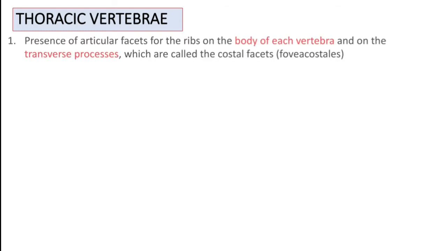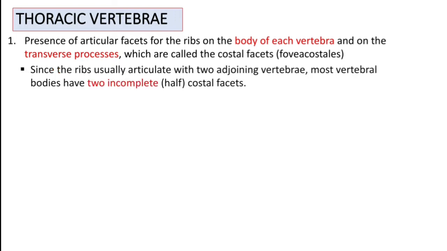Now let's talk about the second group, called thoracic vertebrae. Just a reminder, cervical vertebrae, how many are they? They are 7. And thoracic vertebrae, they are 12. So how do you differentiate thoracic vertebrae from other vertebrae? Specific features. Number 1 is the presence of articular facets for the ribs on the body of each vertebra and on the transverse process, which are called costal facets or fovea costalis.